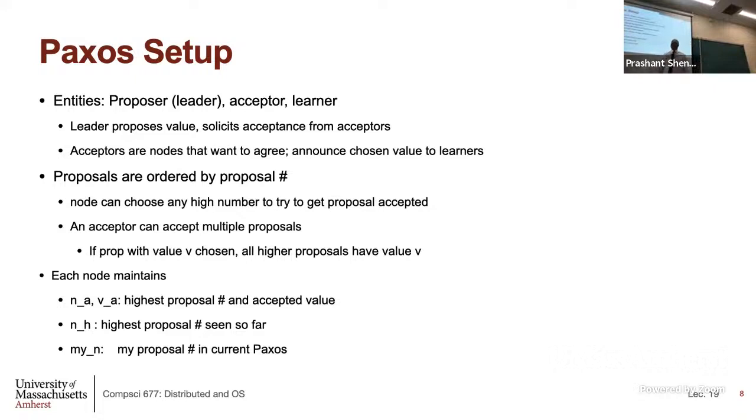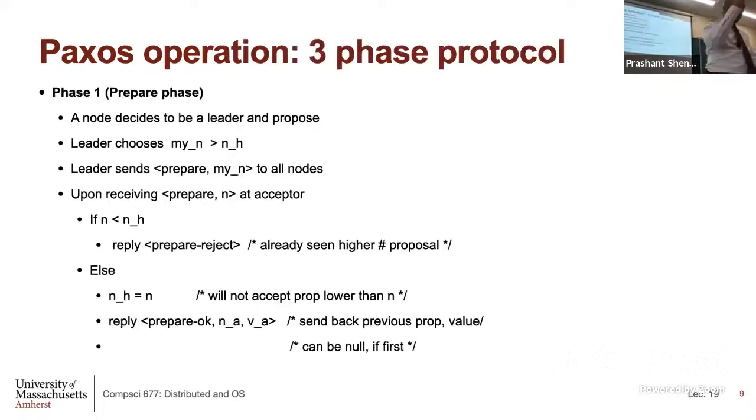NH is the highest round number seen so far. And my N is my proposal number in the current Paxos, which means that if you are actually participating in a round, that's your round number as well. I'll explain how all of this works on the next slide. So there are 4 variables.